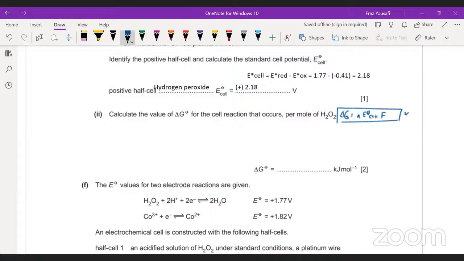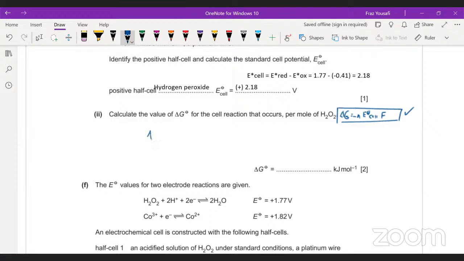So they're actually giving a mark for this delta G expression, the way that it is written. And there's a minus here in terms of the N because we want to make the delta G negative as we want to make the E naught cell positive. Remember, delta G is negative for feasible reactions. E naught cell is positive for feasible reactions. This is why you need that negative sign there.